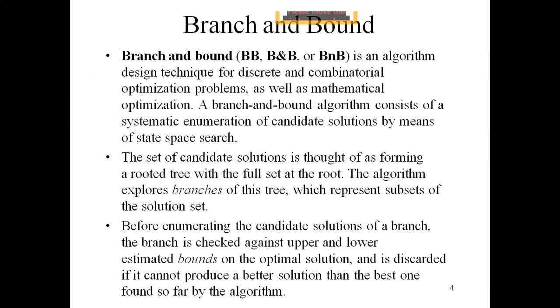Okay, what is branch and bound? Branch and bound is an algorithm design technique for discrete and combinatorial optimization problems, as well as mathematical optimization. A branch and bound algorithm consists of a systematic enumeration of candidate solutions by means of state space search, by using the state space search tree method.